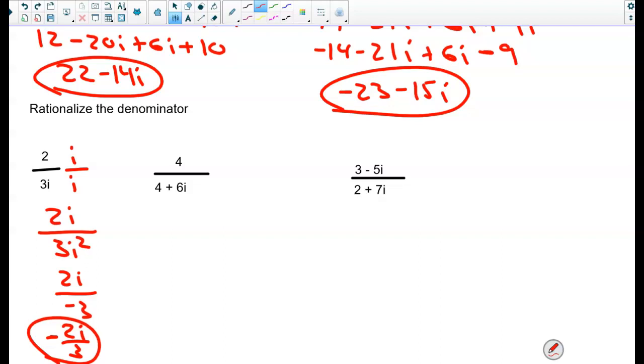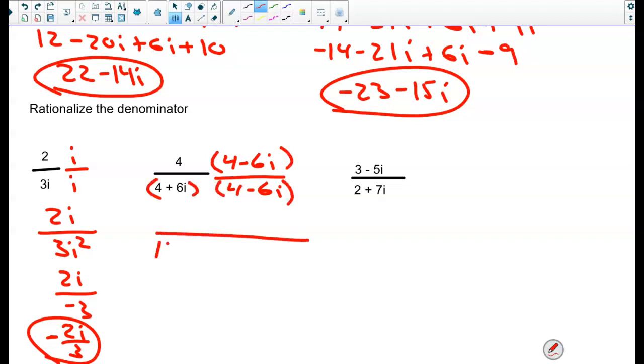When there's a complex number, which is a real and an imaginary number together, now we need to use the conjugate, which is that number with the opposite sign. We're going to FOIL on the bottom. 16 minus 24i plus 24i minus 36i squared. And when I FOIL, if I'm doing it correctly, the middle term should always cancel out. On top, we're just distributing 16 minus 24i.